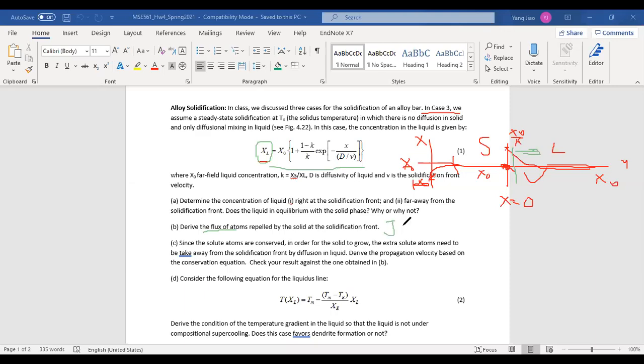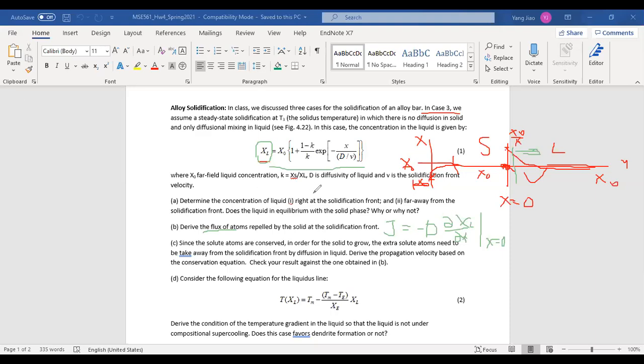So this flux is simply given by Fick's first law: the diffusivity times partial XL over partial x. Do not confuse XL, which is the liquid composition, with x, which is a distance. Then you evaluate this derivative at x equals 0, and that's going to give you the flux, which is very straightforward.